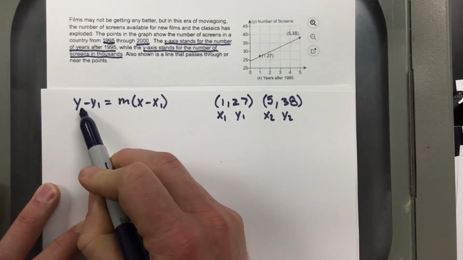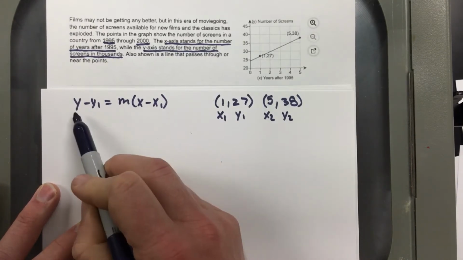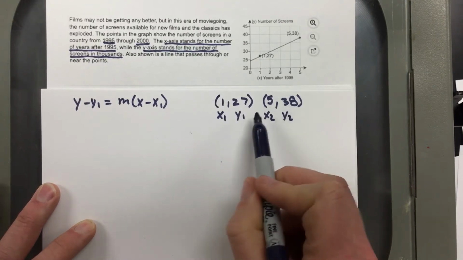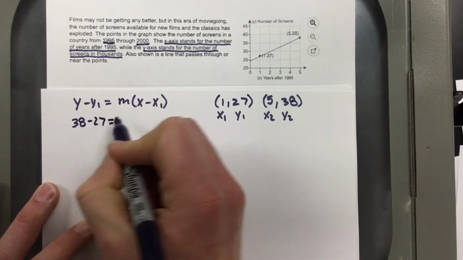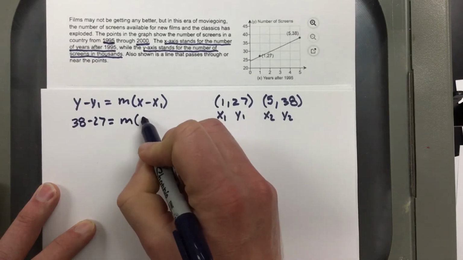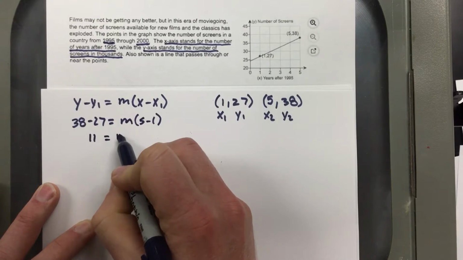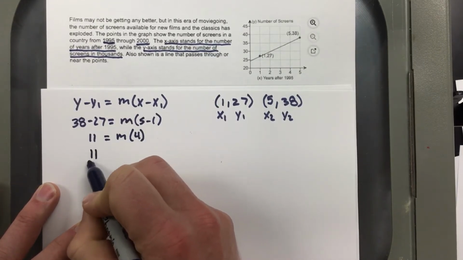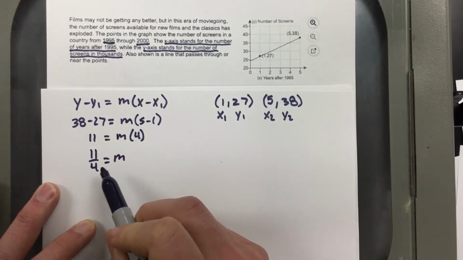I can easily write those in there. It doesn't matter how you label them. Basically I'm going to take the y values and subtract them. So that's 38 minus 27 equals m, over 5 minus 1. This gives 11, and this gives 4. Divide by 4 and you get 11 over 4 equals m. So the slope of this line is 11 over 4.